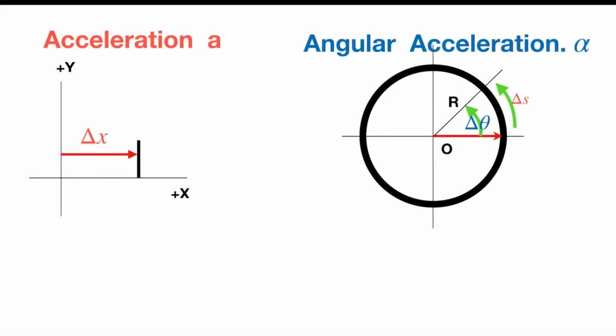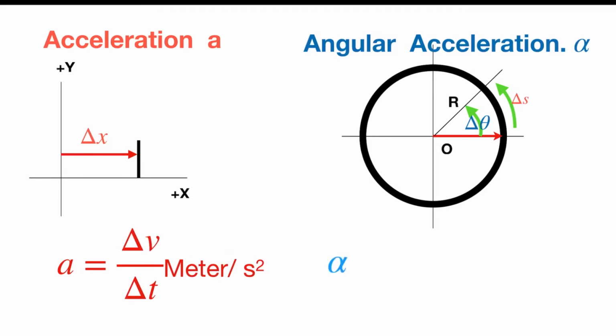Now let's see the angular acceleration alpha. In case of linear motion, acceleration a is given by the change in velocity divided by change in time. Its unit of measure is meter per second square. In the similar way, the angular acceleration is given by change in angular velocity divided by time and is measured in radians per second square. To understand this, let's take an example.